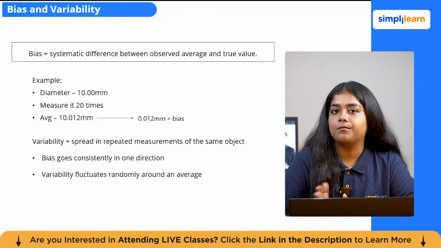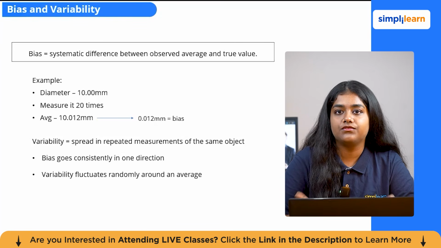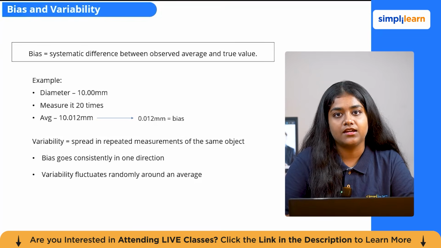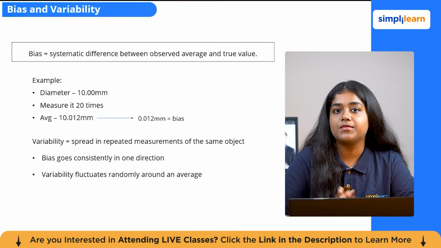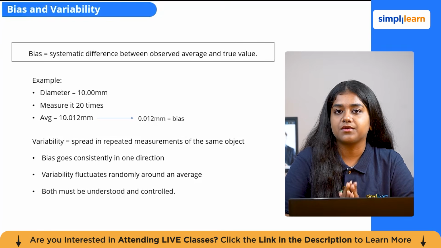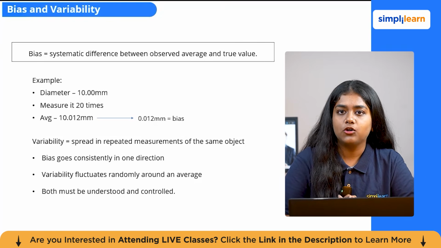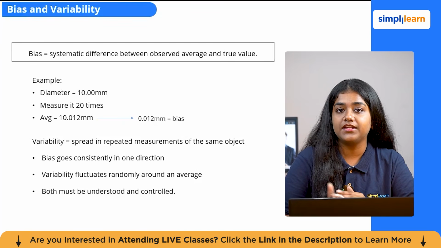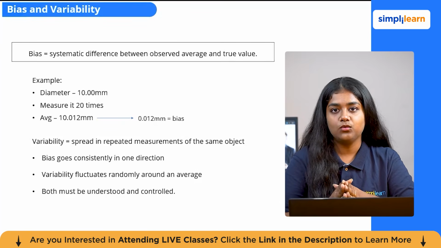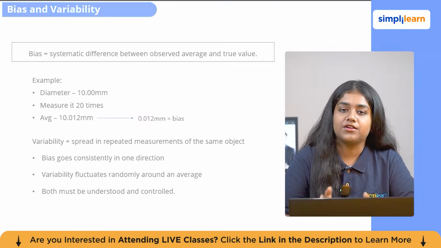Variability is different from bias because it does not always move in one direction. One reading may be high, another may be low, and another may be close to the average. This affects the precision of the measurement system. A good measurement system must be both accurate and precise. Low bias means the average is close to the true value. Low variability means repeated readings are close to each other. If either one is poor, measurement decisions become unreliable.